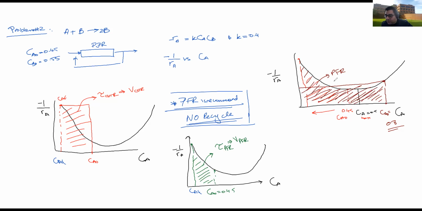And if I compare these two systems, in this case, the CSTR will have a lower volume than a PFR, right? Because the area under this rectangle, I just take CA naught, sorry, CA has to stop here. If I just take CA naught, actually, let's draw this properly. It's a mess now.